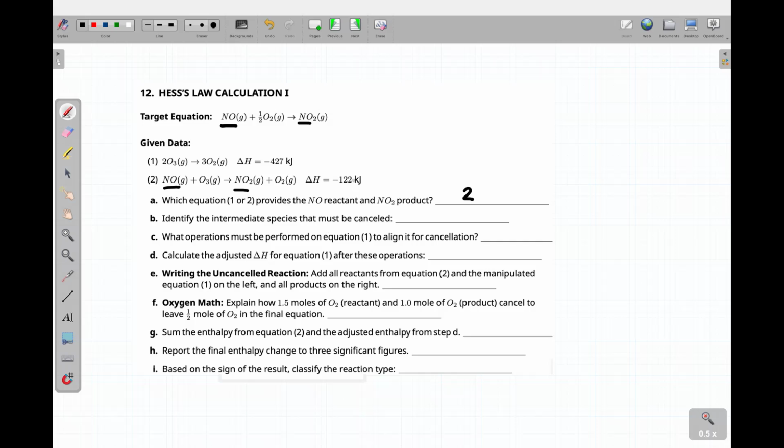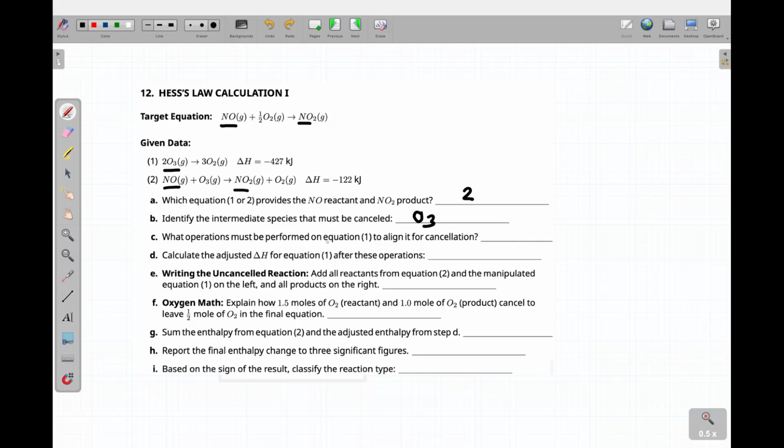What is an intermediate species? This is a species that's formed in one step and then cancelled in the other step. It doesn't show in the final equation. So I can see that O3 doesn't show. I cannot see this O3 in the target equation, and I cannot see this O3 also in the target equation. So O3 is what needs to be cancelled.